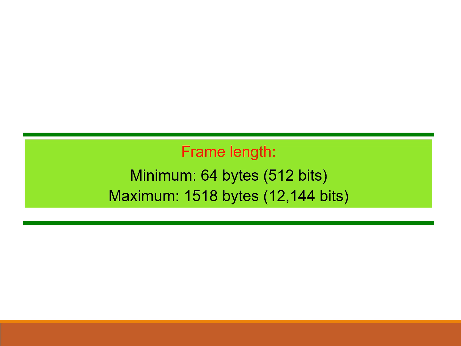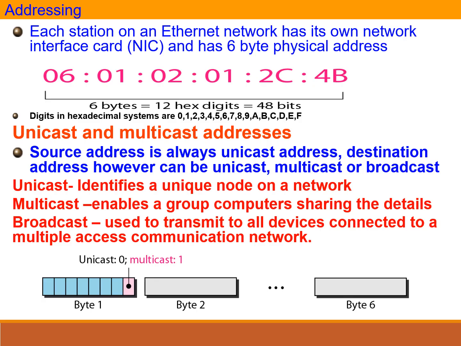And then we go to addresses. A source address is always a unicast address, because the frame comes from only one station. The destination address can be unicast, multicast, or broadcast. If the least significant bit of the first byte in a destination address is 0, the address is unicast. Otherwise it is multicast.